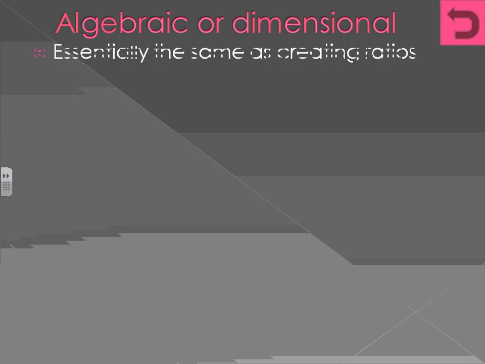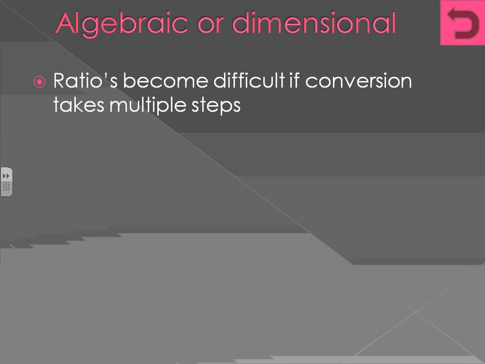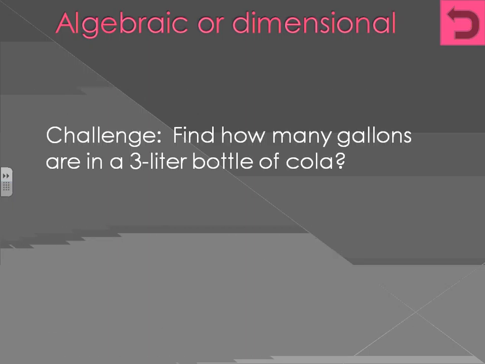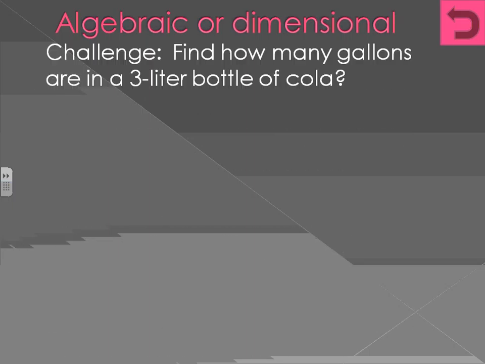The next one is dimensional analysis. It's going to look a lot like chemistry. You're going to create ratios, and this one you just have to write down on your own on notebook paper. It becomes difficult once you have multiple steps, and so we'll go over those in class to make sure everybody's got it. Same challenge. How many gallons are in a 3-liter bottle of soda?